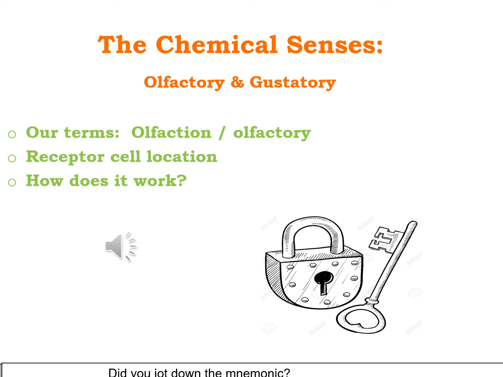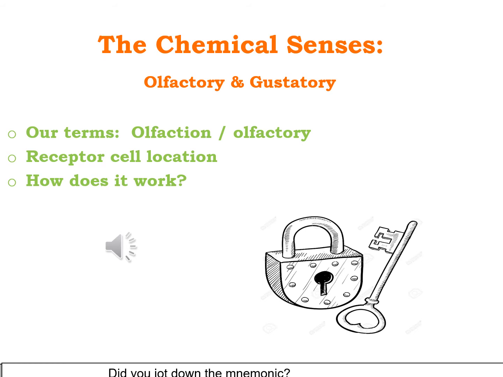Maybe they make kimchi or fertilizer, but picture a very smelly old factory. If you do that, you'll never say that gustatory is a sense of smell, because you'll use your mnemonic: olfactory, sense of smell. Receptor cell locations would be in the olfactory bulb that you'll see in a picture on the next slide. And it works rather like a lock and key, hence the picture.